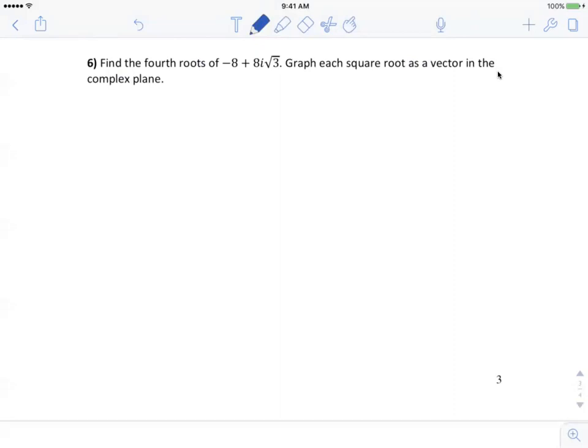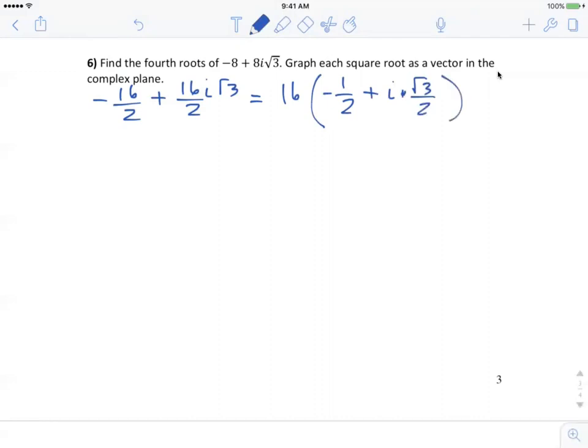So I'm going to write 8 as 16 over 2, and I'll show you why in a second. And then the other 8 as 16 over 2 as well. And then factor out that 16. Let's multiply. Notice what appears are those special values in the unit circle, halves and root 3 over 2. I know that that's a point on the unit circle, -1/2, root 3 over 2. Where does that occur on your unit circle? If you look at your unit circle, that's at 120 degrees.